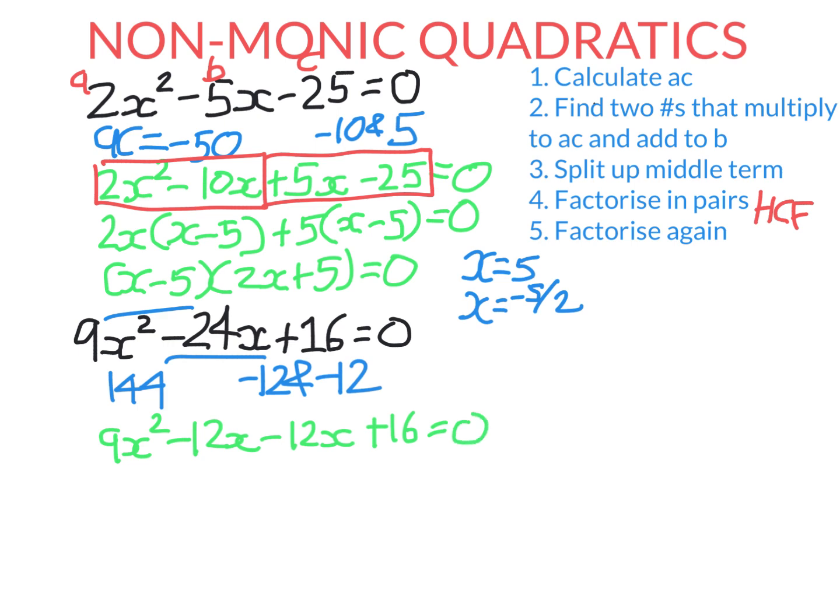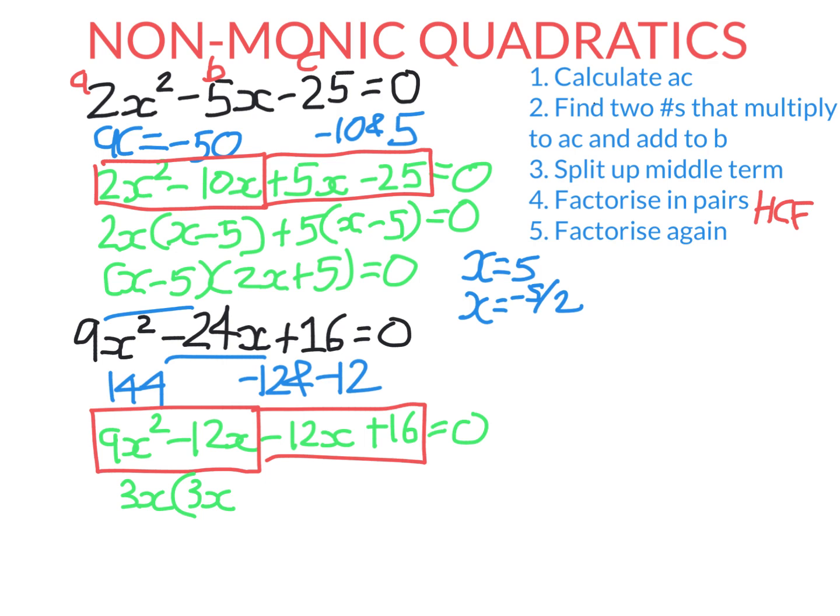Now I need to factorize in pairs. I'm going to factorize the first two using highest common factor, factorize the second two using highest common factor. So 9x squared and 12x, their highest common factor is 3x. So what do I times by 3x to get 9x squared? 3x. What do I times by 3x to get negative 12x? Well, that's negative 4.